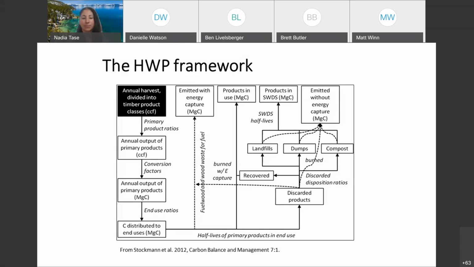And in a major simplification, we then apply end use product half-lives, discard ratios, and discard half-lives to determine the amount of carbon remaining in the wood products in use pool, or moved for storage into products at solid waste disposal sites, or associated with the products emitted or burned with and without energy capture.